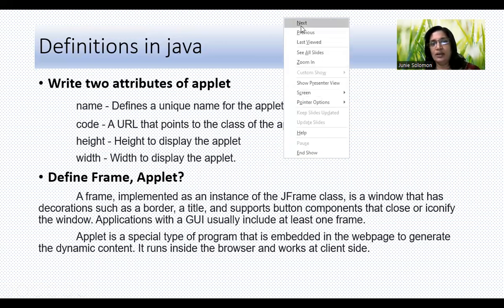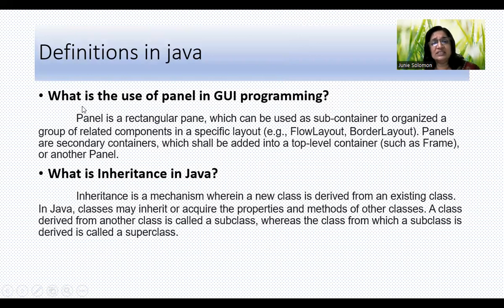Now let's see the next one. What is the use of panel in GUI? A panel is a subcomponent of a frame or an applet. It can also be independent. A panel is a rectangular pane used as a sub-container to organize a group of related components in specific layers. If you want a small section in your big window, then you can go for a panel. The big window will be there, and in that, if you need a small section, you go for a panel.